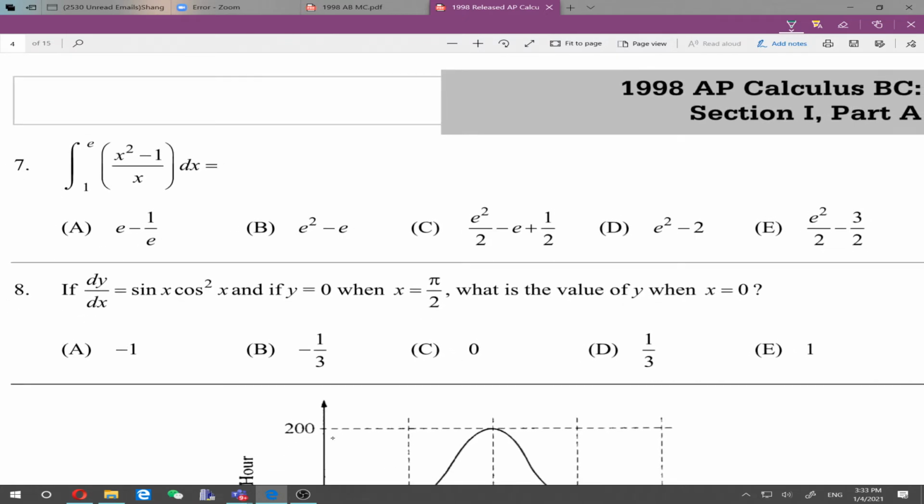All right, for 7, I'm looking to integrate. If you wanted to integrate this, what would you do first? It's Kyle's turn, so Kyle? We would integrate x squared minus 1.